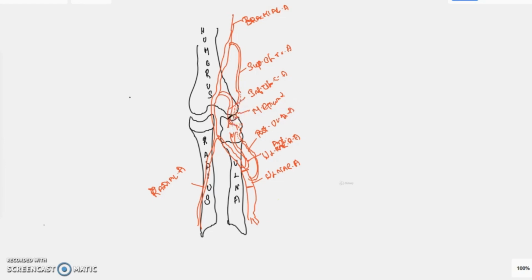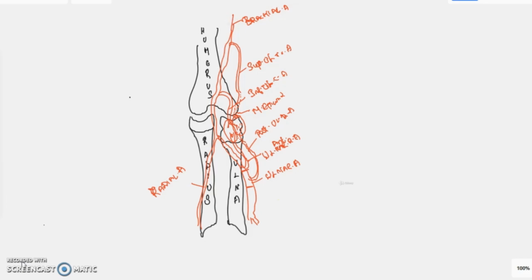One is inferior ulnar collateral with anterior ulnar recurrent, and another one is superior ulnar collateral with posterior ulnar recurrent artery. Same way, if we go on the lateral side, in lateral side, we will be having anastomosis happening between the branches of profunda brachii artery. You know what is profunda brachii artery? It is an artery branch from brachial artery.